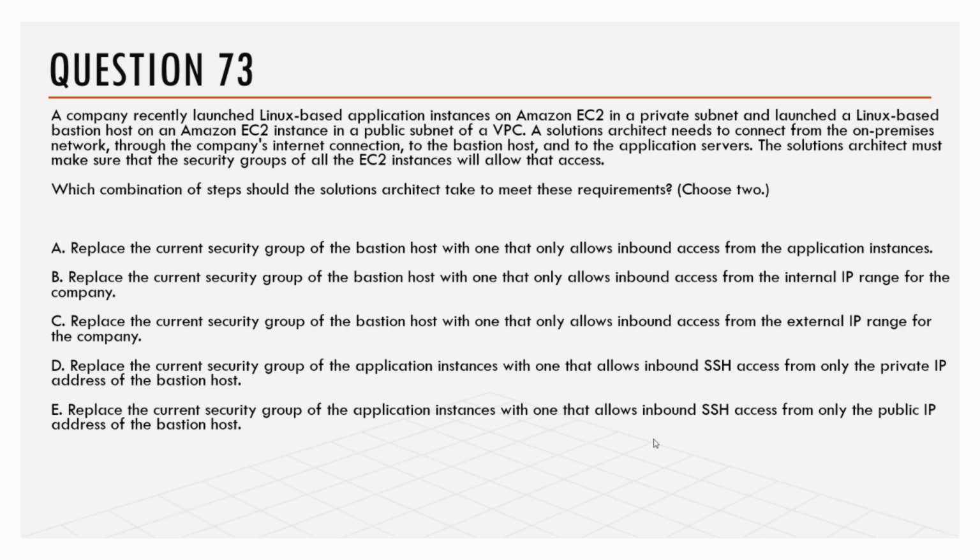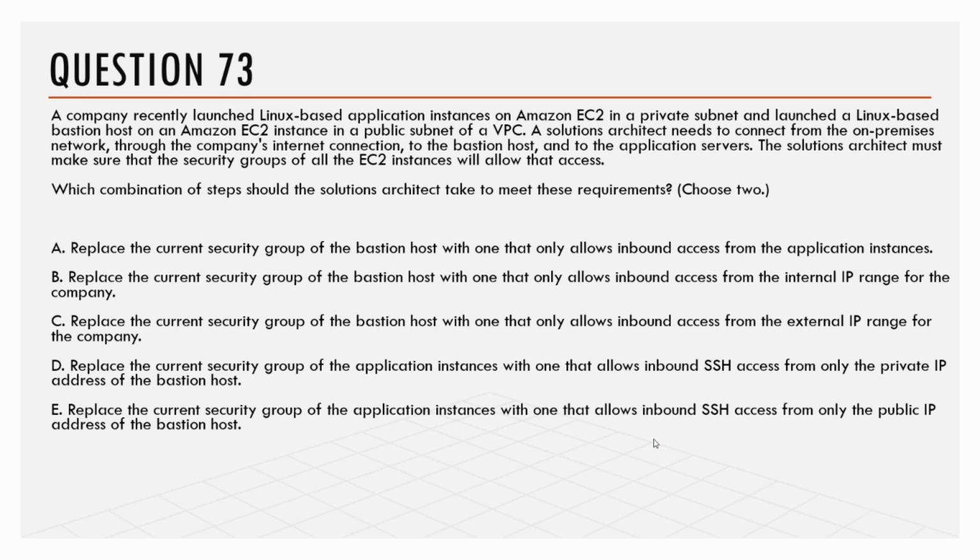A company recently launched Linux based application instances on Amazon EC2 in a private subnet and launched a Linux based Bastion host on an Amazon EC2 instance in a public subnet of a VPC. A solution architect needs to connect from the on premises network through the company's internet connection to the Bastion host and to the application servers.